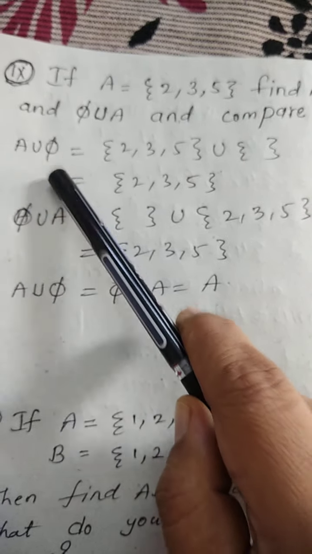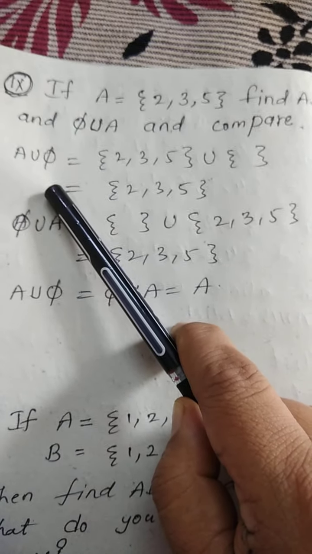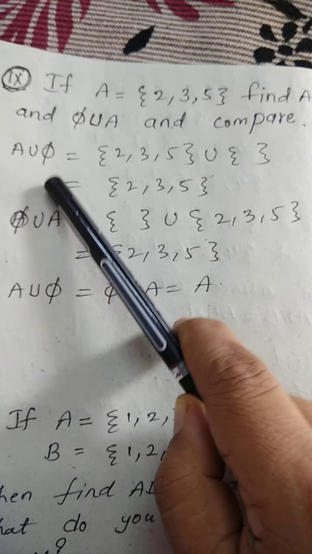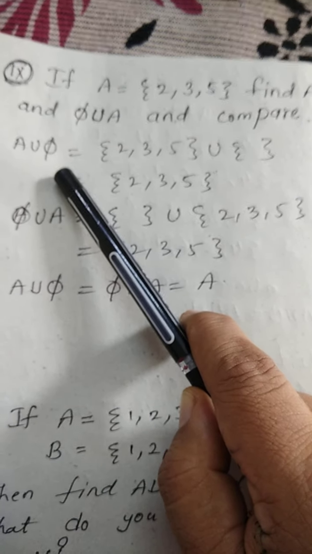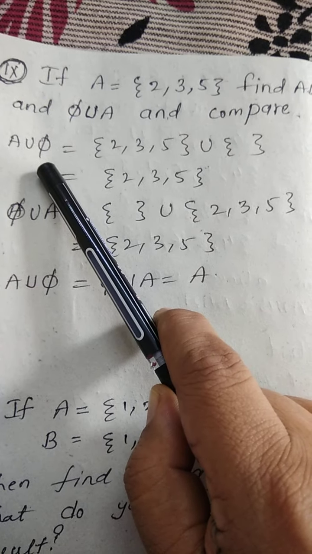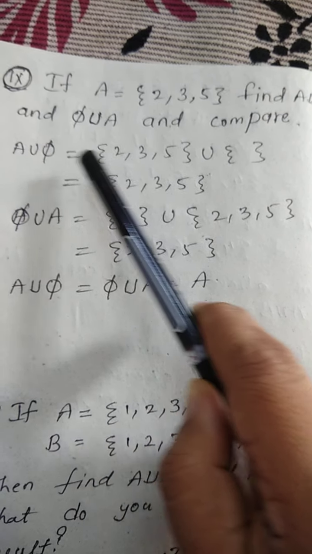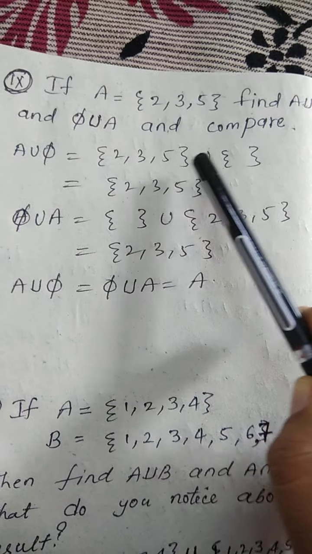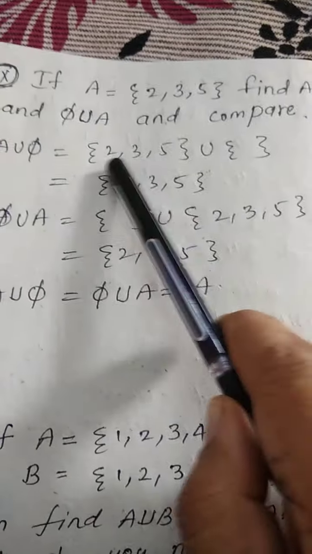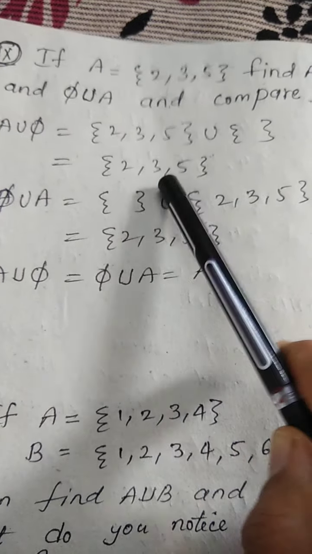Empty set is also called null set and void set. Empty set is denoted by the letter phi. Now we have to find A union phi. So A is {2, 3, 5} union phi. Now we have to combine them. If you combine them, you will get the same elements 2, 3, 5.